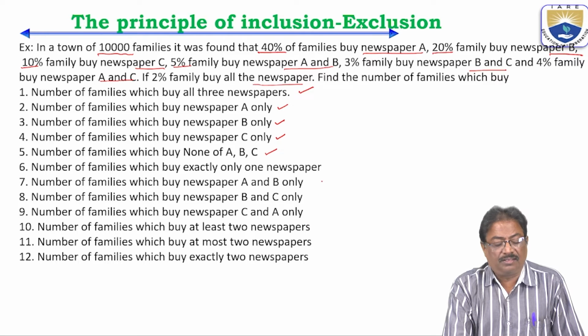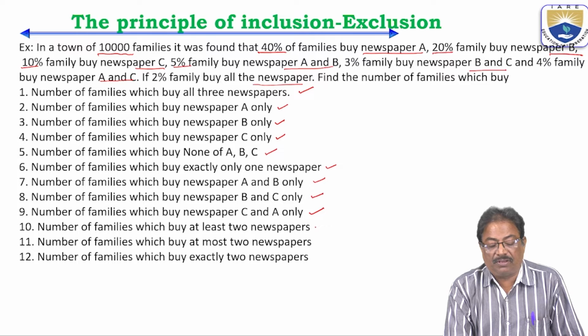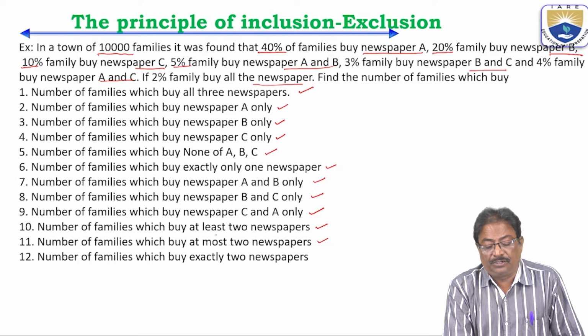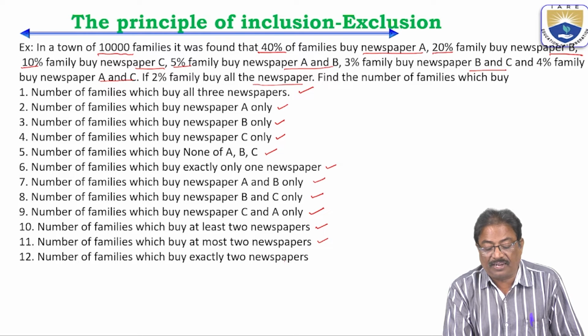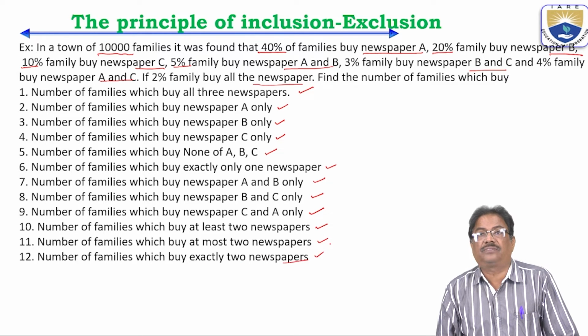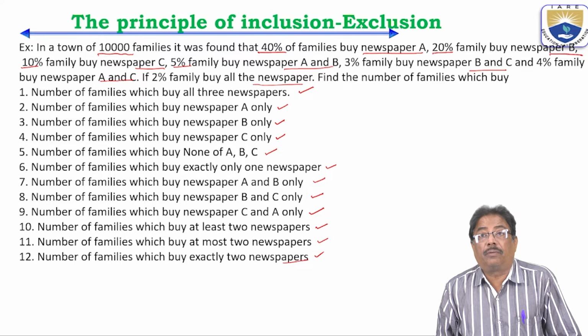And like this, there are so many questions. Number of families which buy exactly one newspaper. Number of families which buy newspapers A and B, B and C, C and A. Number of families which buy at least two newspapers and at most two newspapers. At least means minimum two. And next, two and more than two. And buy at most two newspapers. Number of families which buy exactly two. So these are the different questions they are asking in that problem.